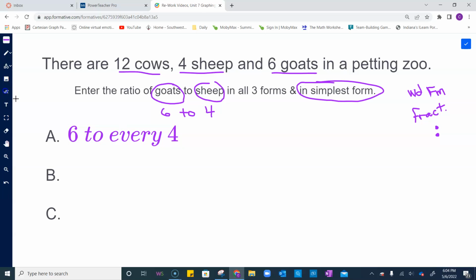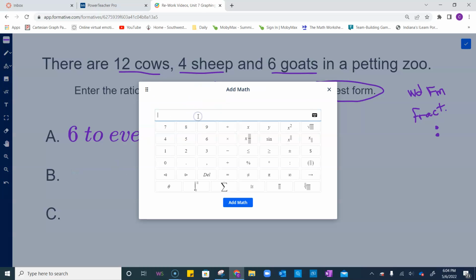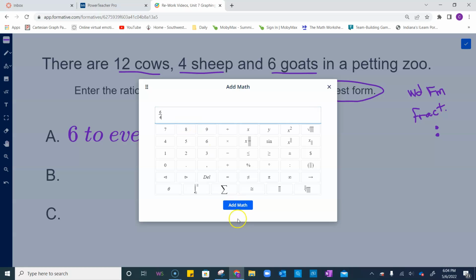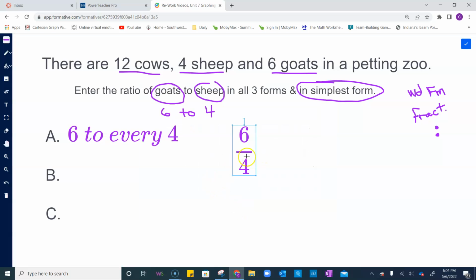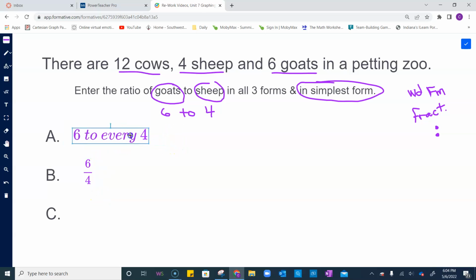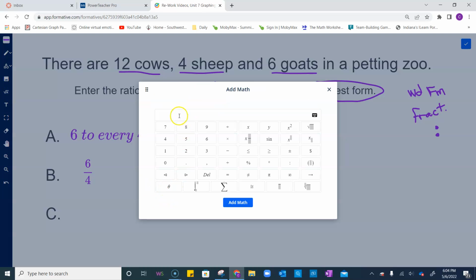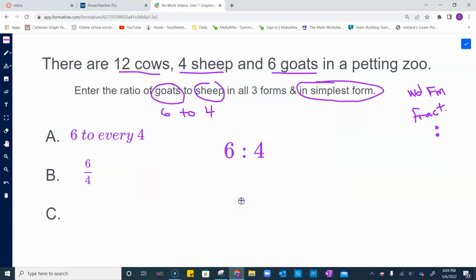And then the fraction form would be 6 over 4. Notice that I'm putting the number for the goats first and the sheep second, because that's the way it was described in the word form. That was goats first, sheep second. So you got to keep it in that form, because whoever reads your numbers is going to think the goats are first, and if you switch the order, they won't know that. And then finally with the colon, 6 colon 4. And those are your 3 forms.